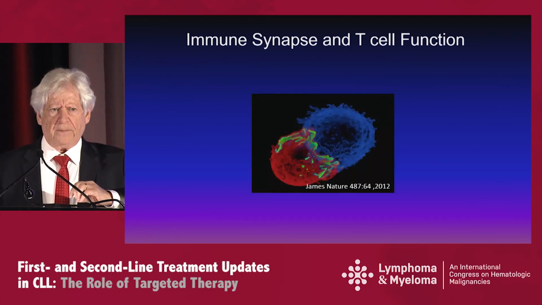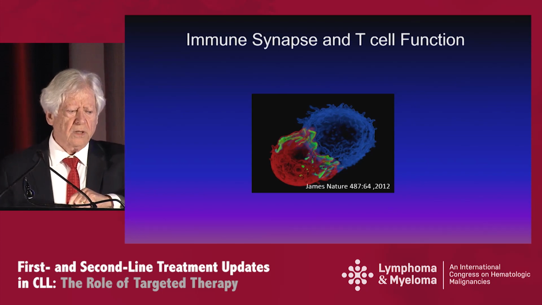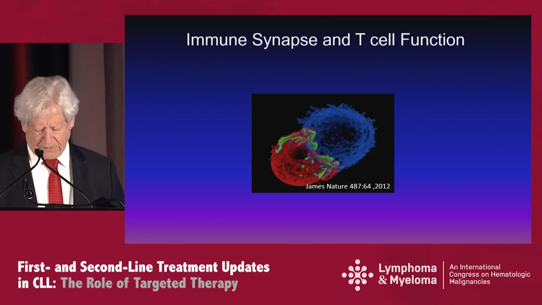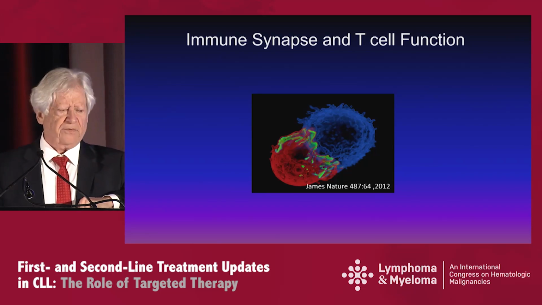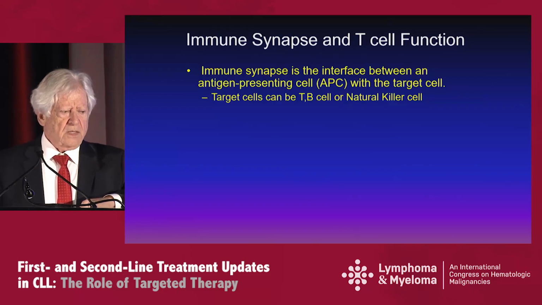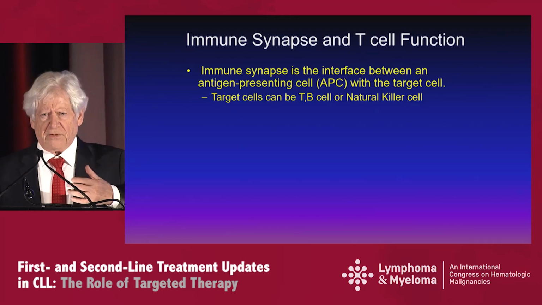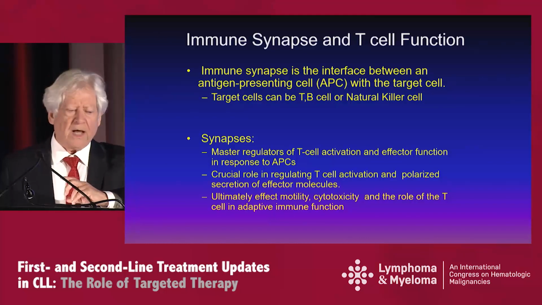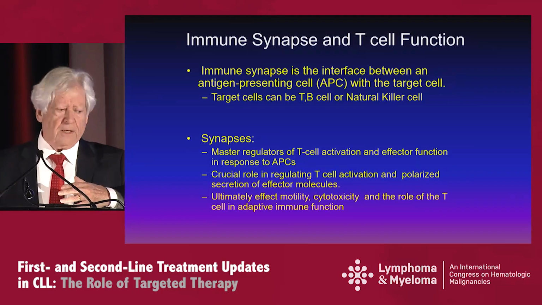This is a rather pretty picture taken from a paper in Nature several years ago, and you see the antigen presenting cell in blue interacting with an engineered T cell in red. You can see the very tight immune synapse that is occurring, and what you also see there is the activation of ZAP70 by confocal. It's important to remember that the immune synapse is the interface between an APC and its target cell, and for sake of this discussion, it can be a T cell, a B cell, or a natural killer cell. These synapses are master regulators of T cell activation and effector function in response to APCs.